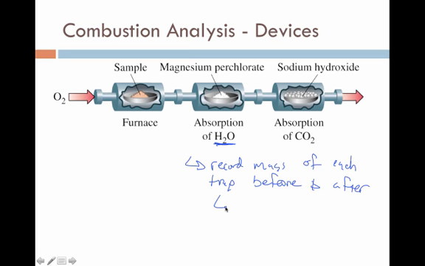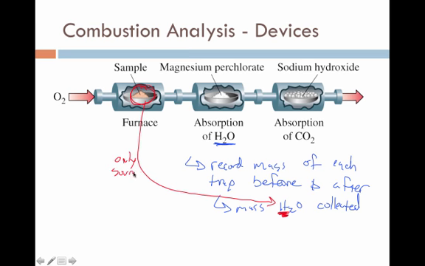What this will get for us is the mass, for example, of H2O that's collected. What's important to remember in this process is that the mass of H2O collected is dependent on the mass of hydrogen that we originally started with, and that mass of hydrogen, the only source of hydrogen, was the original sample that we had. So this is the only source of the hydrogen atoms in this process. So the amount of water we create is determined by how many hydrogen atoms were originally here.